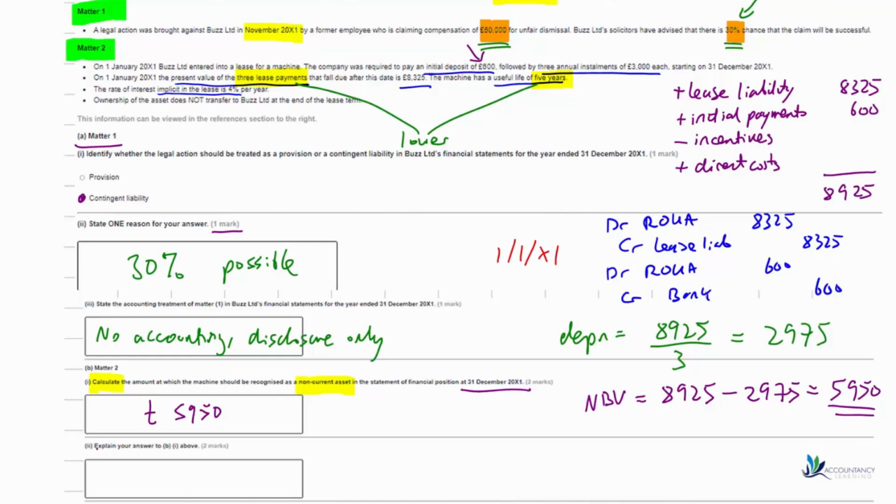And then in part 2 of the question, it's asking us to explain our answer. Well, we've sort of done that as we've gone along to do the calculation, haven't we? So we're going to recognise that right of use asset at its initial cost, which is the present value of the minimum lease payments, plus any initial payments, minus any incentives, plus any direct costs. And then we're going to depreciate the asset over the lower of the lease term and the useful life. And that would earn us our 2 marks for that.